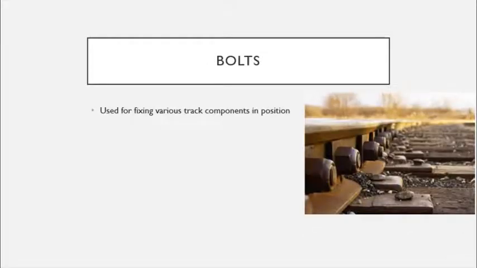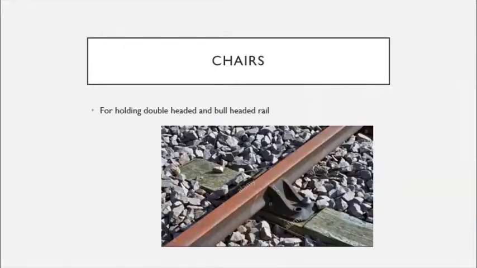The third type of fitting that we use to connect the rails is bolts. We all know about bolts and we are familiar with these terms, bolts and nuts, from the design of steel structures. So bolts are used for fixing various track components in position. You can see the bolts in the figure. These are the bolts used in the rails to fix the components.